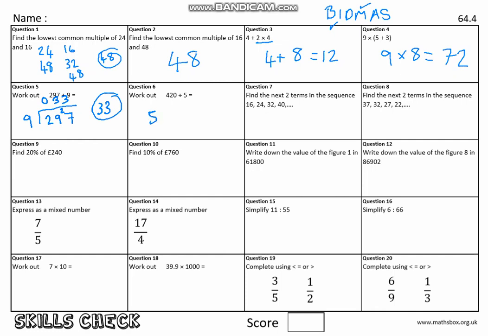So we want to see how many 5s go into 420. So how many 5s go into 4? Well, none. How many 5s go into 42? Well, we're going to get 8, aren't we? Because 8 times 5 is 40. But we've got 2 left over, which means how many 5s go into 20? Well, that's 4. So our final answer there is indeed 84.